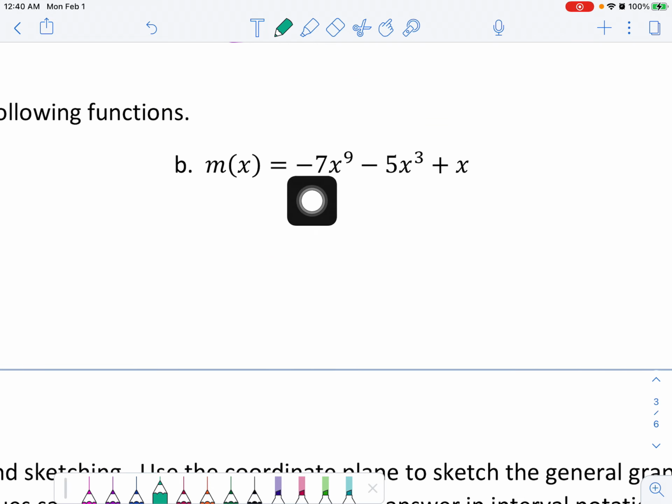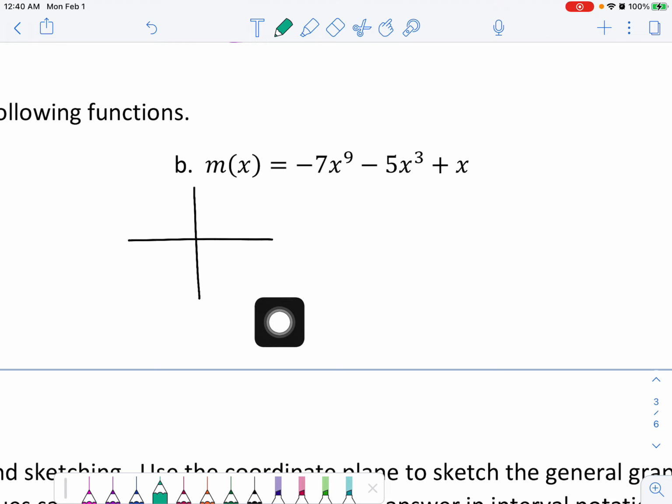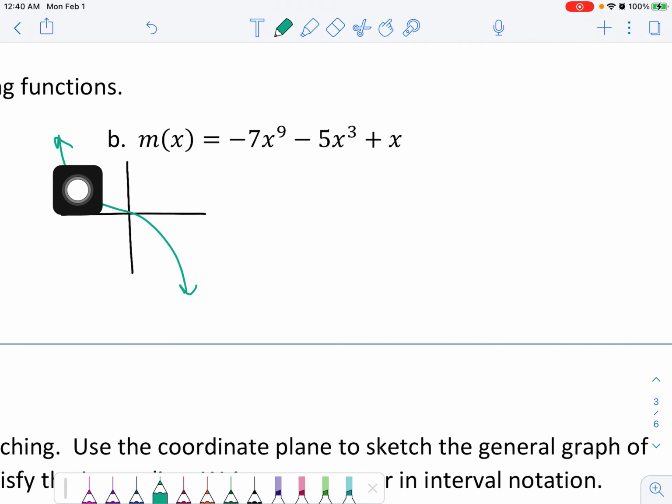Let's see what end behavior for part B looks like. So m of x here has a negative 7, so my a value is negative, but this time I'm dealing with an odd degree polynomial. So if I were to sketch this, I would start high and curve down to low. So something maybe like this. Doesn't have to be exactly that. Again, there can be mountains and valleys in the middle that I'm just not paying any attention to for end behavior.